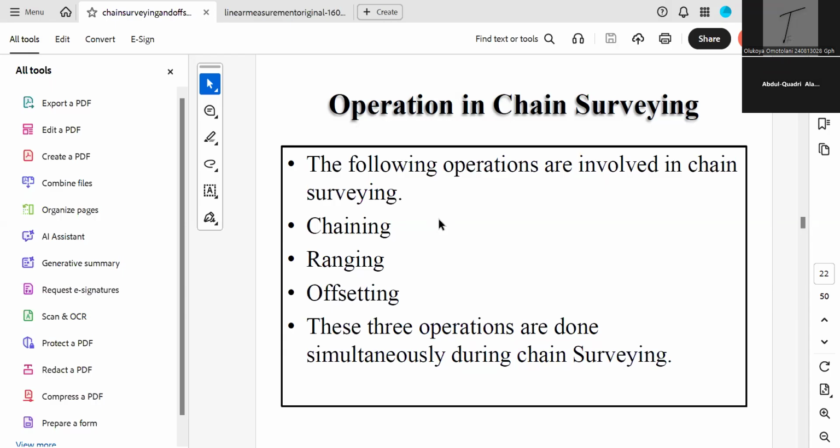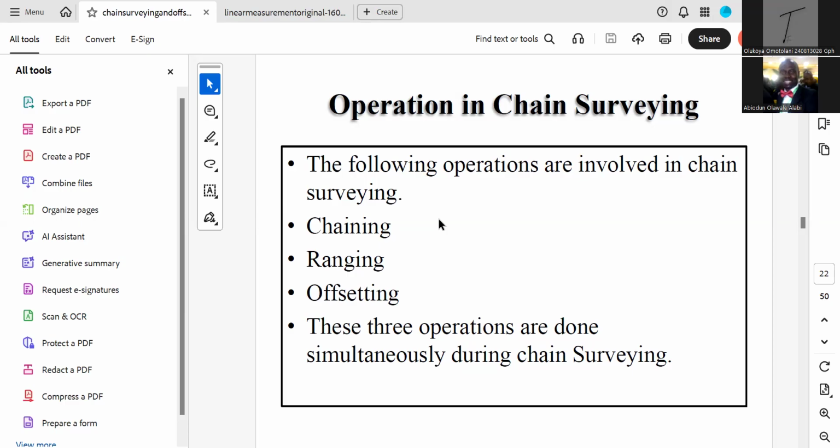Ranging is what? Ranging is the positioning of the intermediate points between the lines. That's all I could hear you say. Is that all you said about ranging? Ranging is the positioning of intermediate points between the lines, like the two end points of the lines.